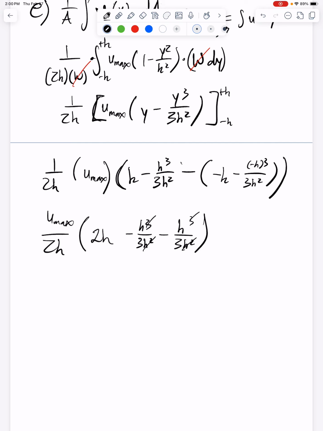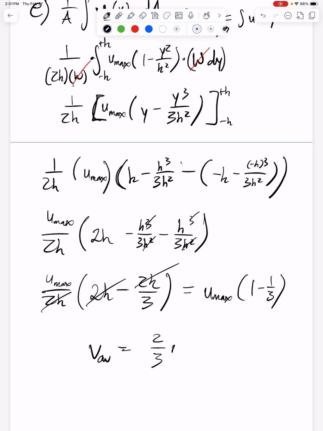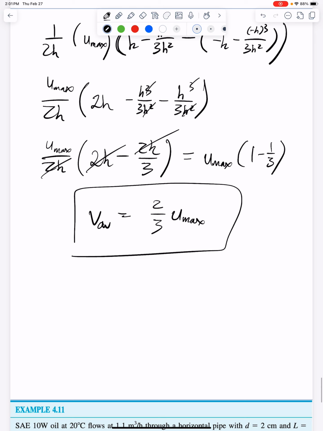The h to the power of 3 cancels to the power of 2. I'm left with u max times h over h to the power of 2 times h multiplied by 2h minus 2h over 3. I believe my math should check out, but these two h's cancel out. I'm left with u max times 1 minus 1/3. My final answer is the average velocity flowing through the pipe is 2 over 3 times u max. And that's the solution for part E. And that's the entire problem.